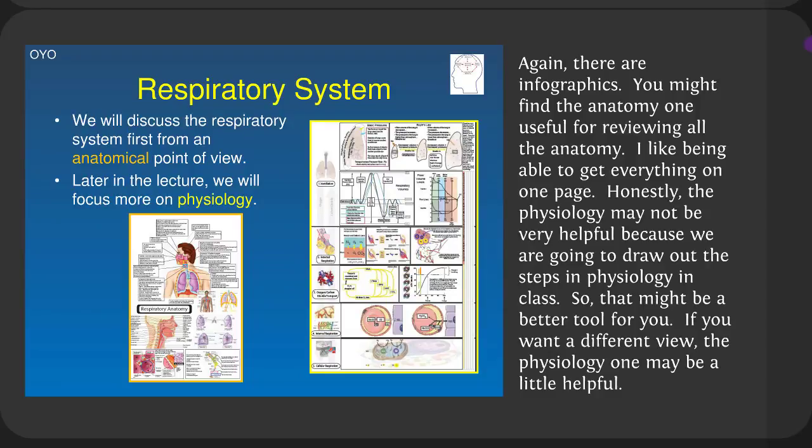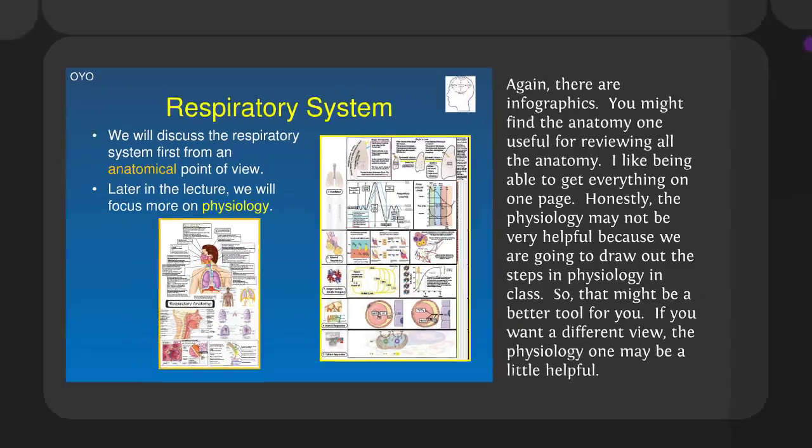As is typical for me, there are infographics. You might find the anatomy one useful for reviewing all the anatomy. I like being able to get everything on one page. Honestly, the physiology one may not be as helpful because we're going to draw out all the steps in physiology in class on the board. So that might be a better tool for you. If you want a different view, though, of what we do on the board, then the physiology one might be helpful.